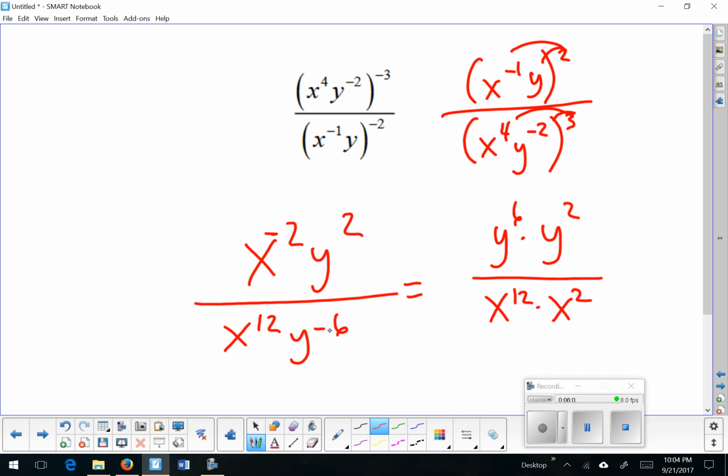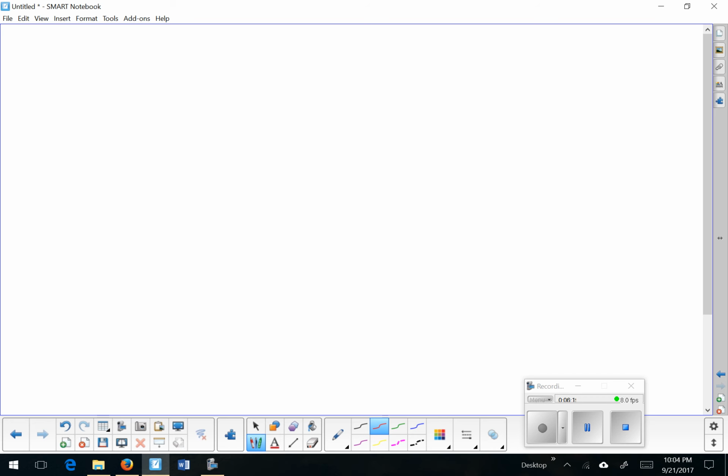And don't forget, when you move the power, the sign changes. So now I'm multiplying like bases this time, and I'm going to add those together. And here I'm multiplying like bases, so I'm going to add those together. One last one. Alright, hope that video helped.